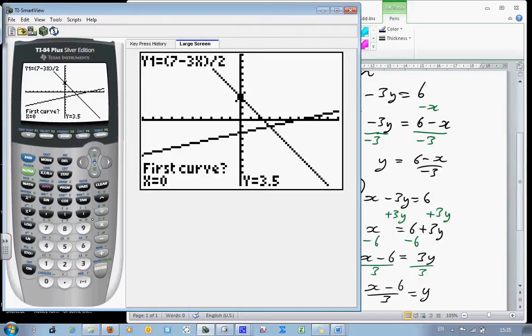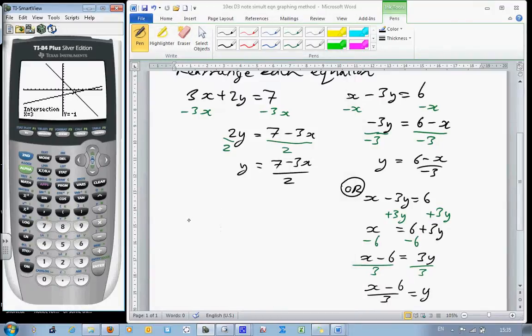What we're saying is it's on the first graph, enter. It jumps onto the second graph, enter. It asks you, yes, you press enter. There's your point of intersection: x equals 3, y equals -1. So that's it. We have x equals 3, y equals -1. Done.